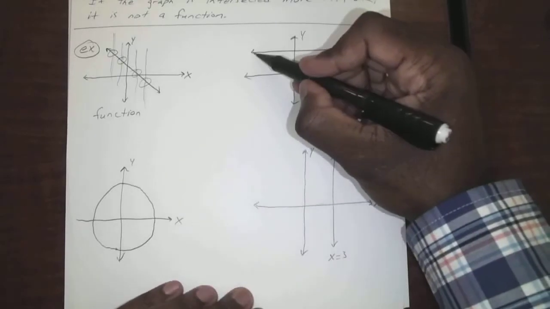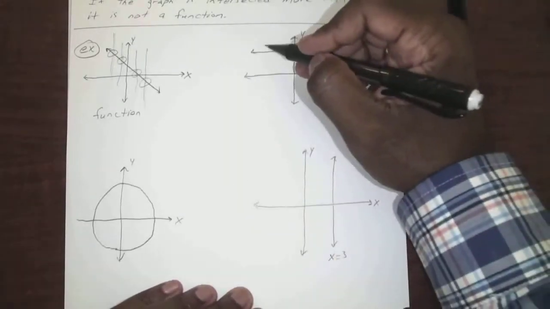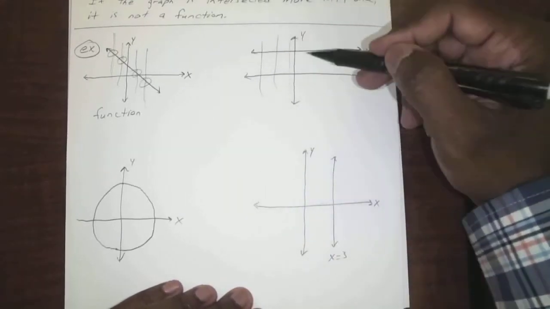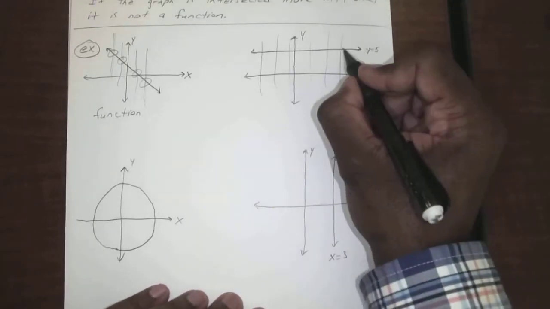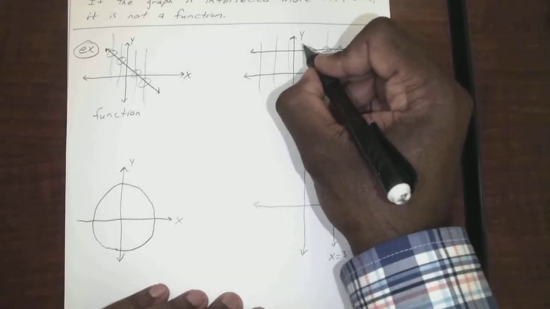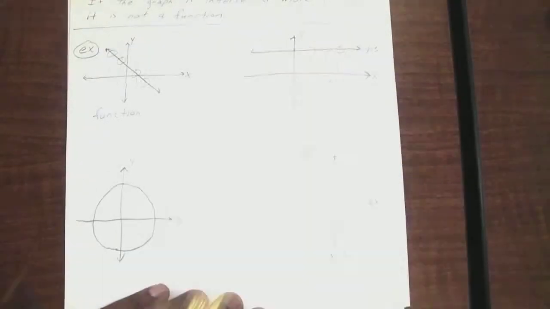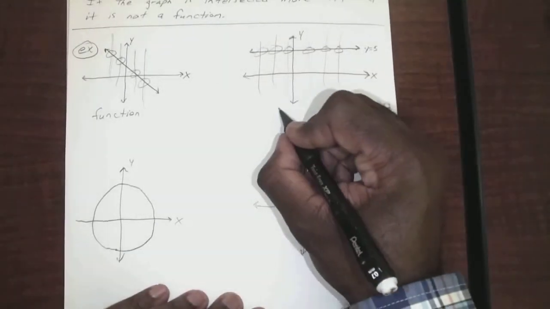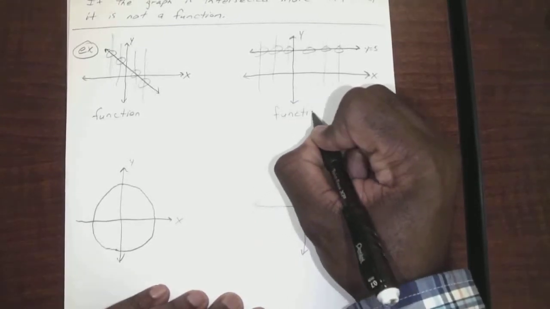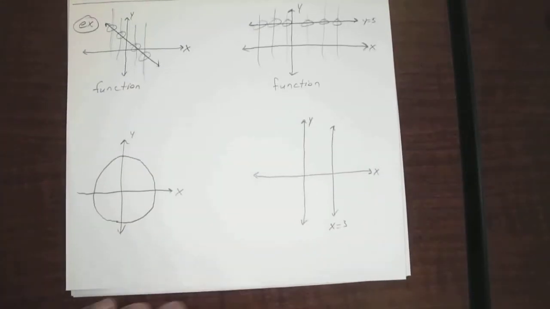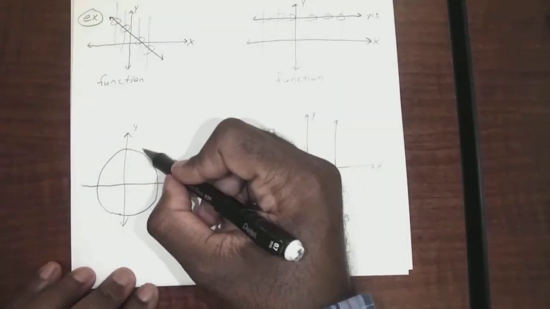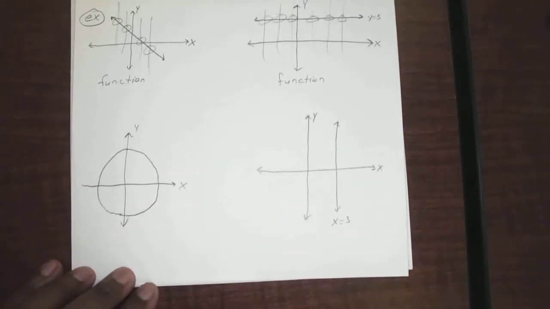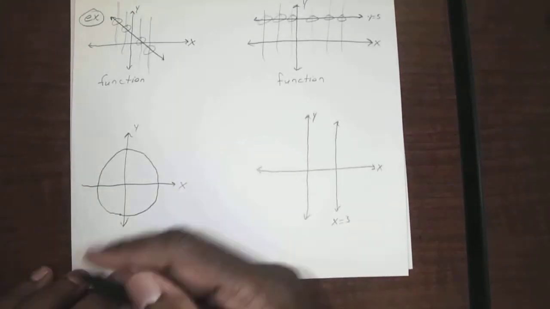Same thing here. Since this is our graph, no matter where we draw a vertical line, it only crosses once. So you know this one's also a function. Not a function, this one, same thing. Gotta give someone else a chance, can't give the answer right away.